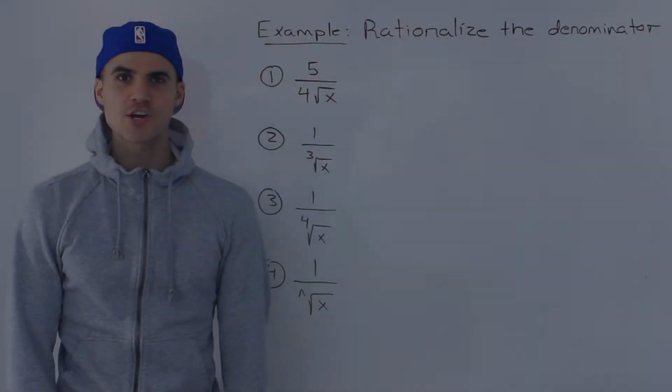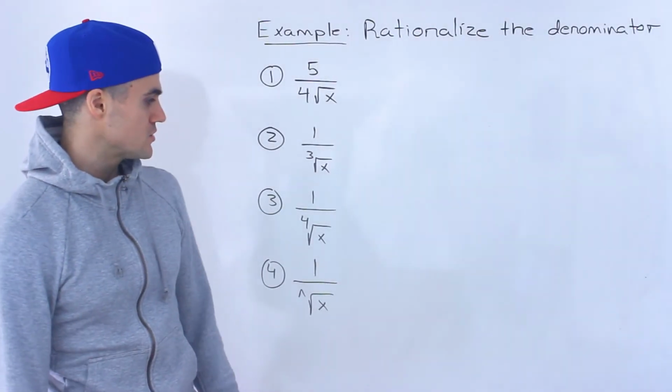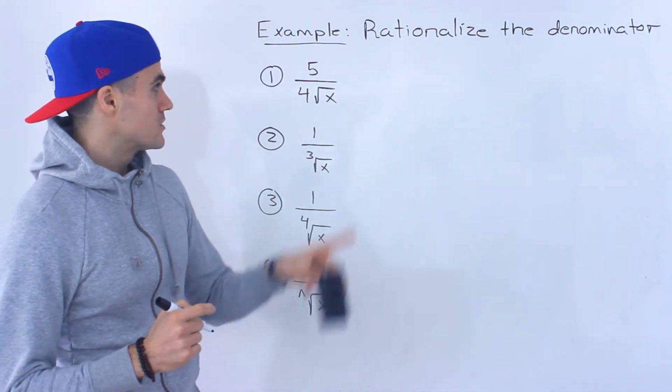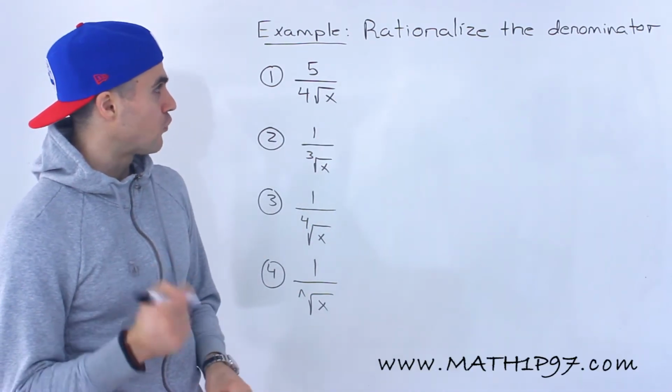Welcome back everyone, Patrick here, and in this next video what we got to do is take these four expressions here and rationalize the denominator. So starting with number one, we got 5 over 4 root x.